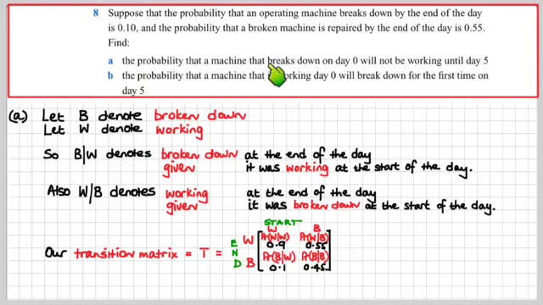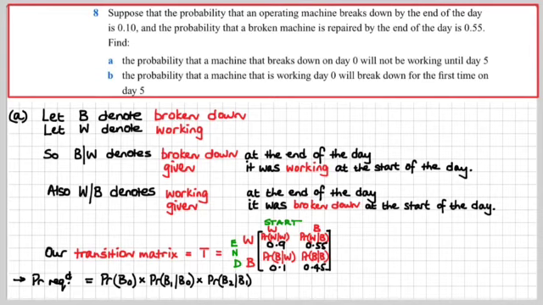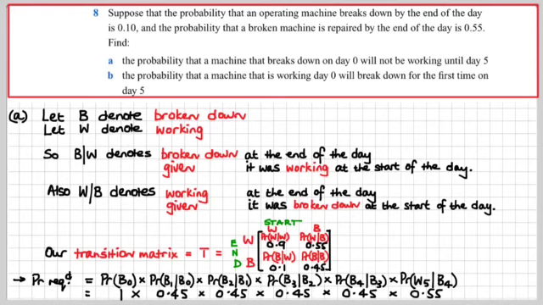So the probability that a machine that breaks down on day 0 will not be working until, I presume that means the end of day 5. Okay, so the probability required is the probability of broken down at the start, times the probability of broken down by the end of day 1, times the probability of broken down at the end of day 2, the probability that it's broken at the end of day 3, the probability it's broken by the end of day 4, times the probability that it's working by the end of day 5, given that it was broken at the end of day 4. Alright, I think that makes sense. Yes. So okay, that's a certainty because it was broken at the end of day 0.